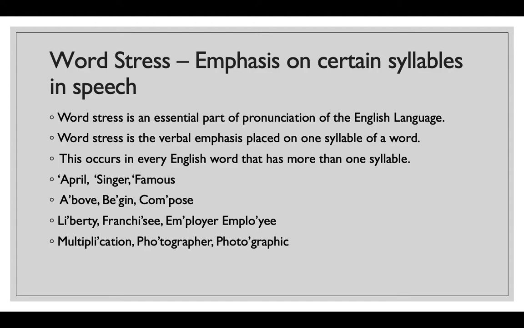Now, in a single syllable word this problem does not arise. For example, the word tree. Tree has 4 letters, TREE, but it has only one syllable. A syllable is counted on the basis of the number of vowel sounds that it has. So, in this word there is only one vowel sound, the rest of the letters just go along with it. So tree is a single syllable word.